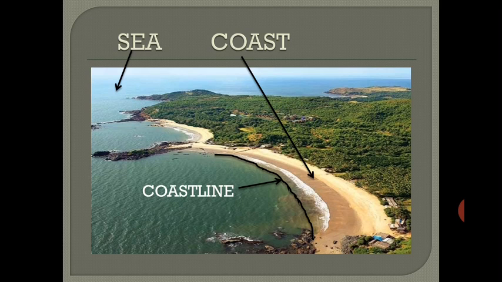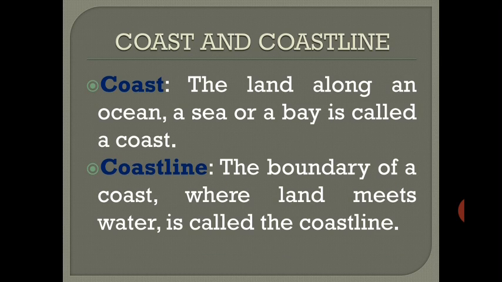Okay, so we can see here sea, coast and coastline. So what is a sea? Look at this, this is a sea, and this is a coast, and this is a coastline. Next, what is a coast and coastline? Coast: the land along an ocean or sea or a bay is called a coast. And next is coastline: the boundary of a coast where land meets water is called the coastline. Okay, so this is done.